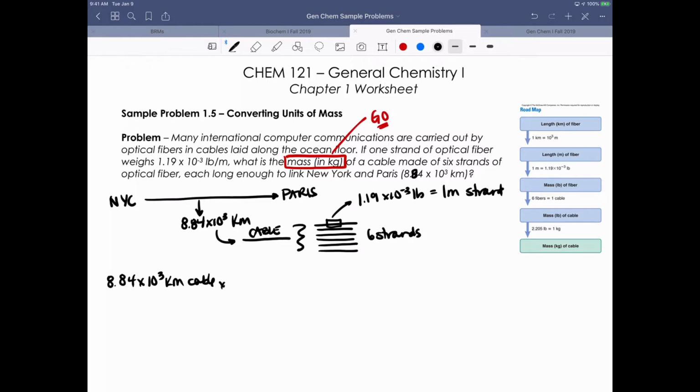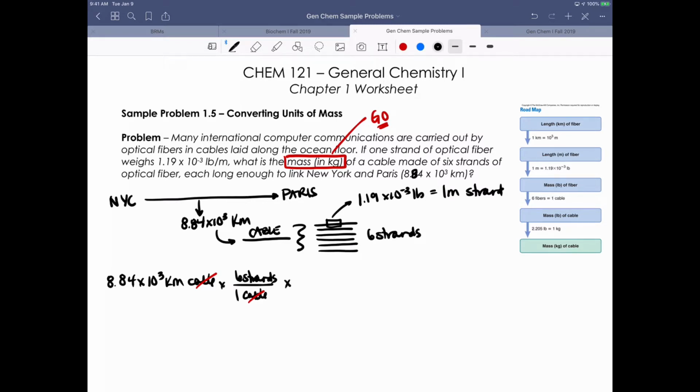But quickly I know that I have to get rid of the units of cable, because the rest of the information is provided in units of strand. So I know that one cable is equal to 6 strands. What this allows us to do is get rid of units of cable, and at this point that will tell me the kilometers of strands that I need. Hopefully with our picture this makes sense: if we need 8.84 times 10 to the third kilometers of cable, we're going to need 6 times as much in terms of the length of strands, because 6 strands need to come together to make a cable.